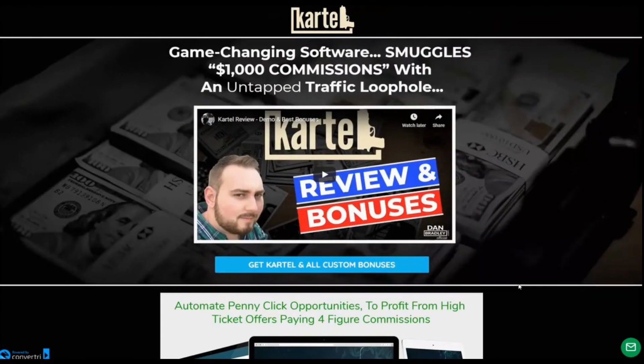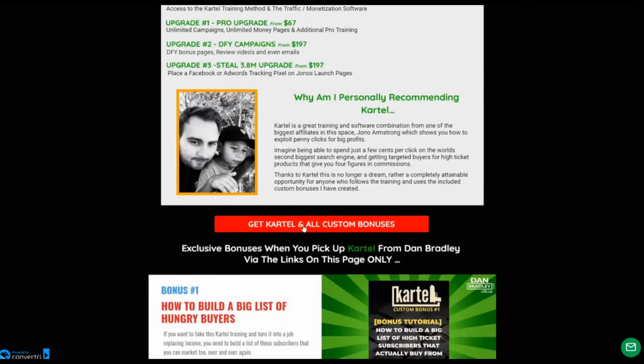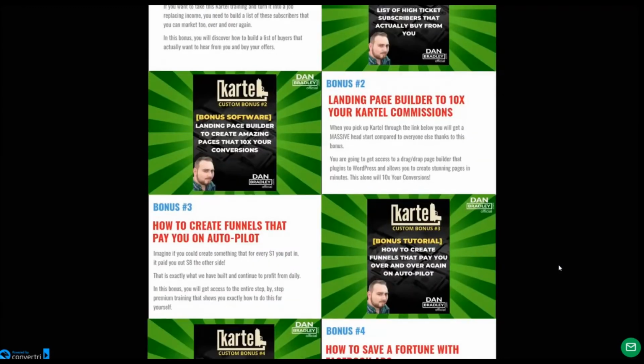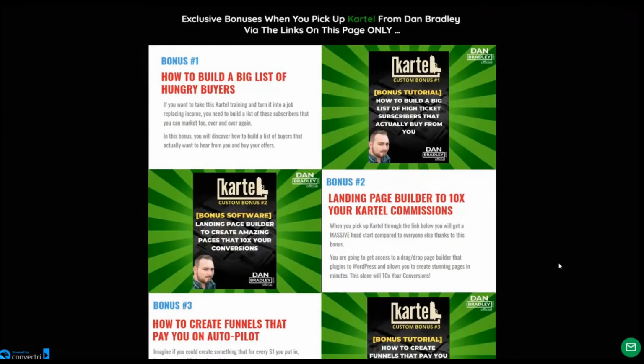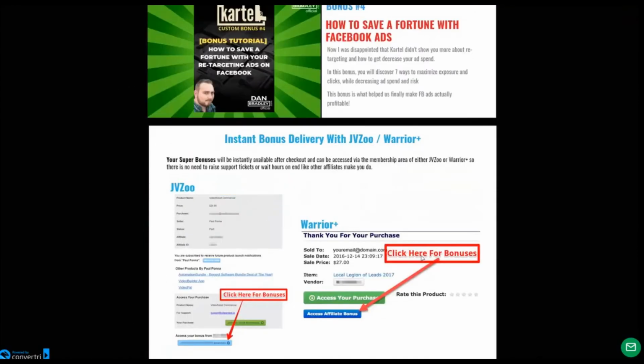Or he could use this as an in-between page for his email marketing, where he sends his email audience, instead of directly to the offer, to this page instead, so that they can see what he's offering in addition. It's an additional incentive to get people to buy through your link instead of someone else's. As you can see, for purchasing this product, Cartel, through his link, you also get all these bonuses. He's got a cool bonus stack here, a good value stack.